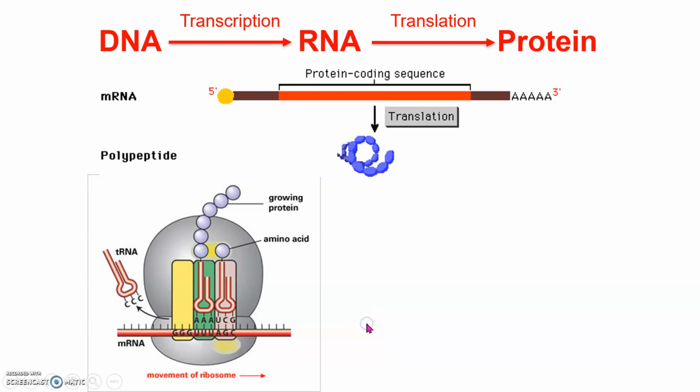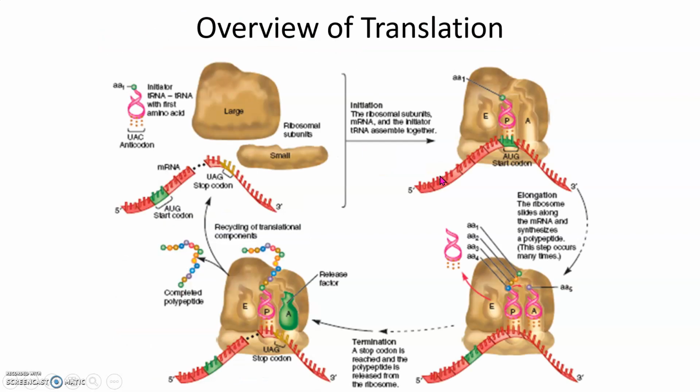So how exactly are proteins made? We are now going to go over the steps of translation. How do we go from an mRNA molecule to a polypeptide? Like most of the things we've talked about, there's an initiation, an elongation, and then a termination phase in translation. So in initiation, we need to build up the machinery.